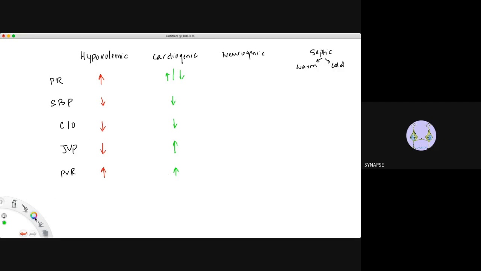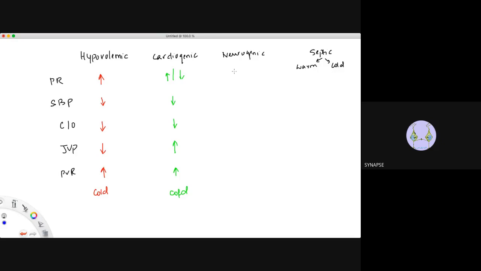Okay. So now you need to tell me what happens to the peripheries here. Is it cold or warm? Cold. Here also peripheral vascular resistance is more. This is also cold. Very good. Now only the neurogenic form is left. Now let's fill in for neurogenic.